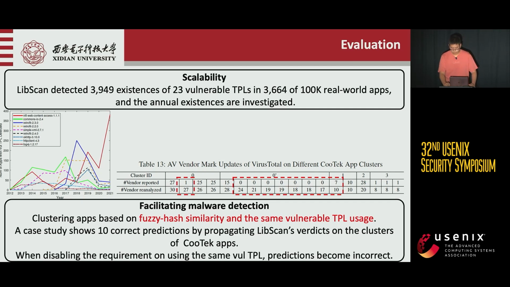Our proof of concept case study on Cortex apps show that LibScan's verdict propagation can predict the malware correctly. If we disable the same vulnerable TPL requirement on the clustering, the verdict propagation will fail the malware prediction.